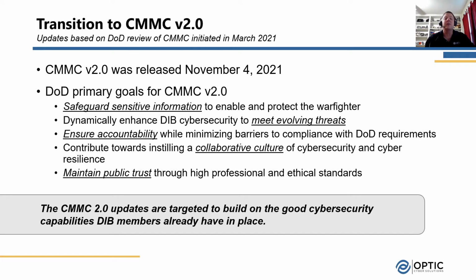The working group, a collection of senior executives from throughout DoD, was given several guidelines from looking at the CMMC program overall to see how it should evolve. And as we see here on this slide, we have 5 of the primary goals that were issued to DoD. The first one being safeguard sensitive information to enable and protect the warfighter. So we can see here that the DoD's primary interest is in maintaining the confidentiality of their data that they're giving to the DIB members to process and use in support of the contract to help the DoD.